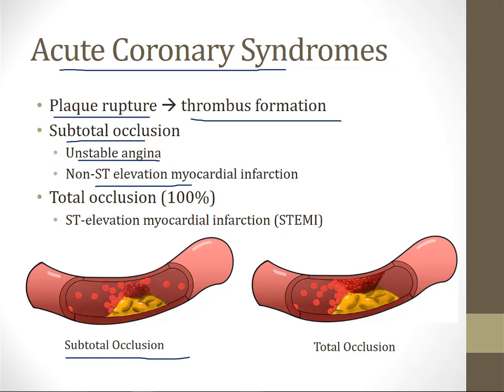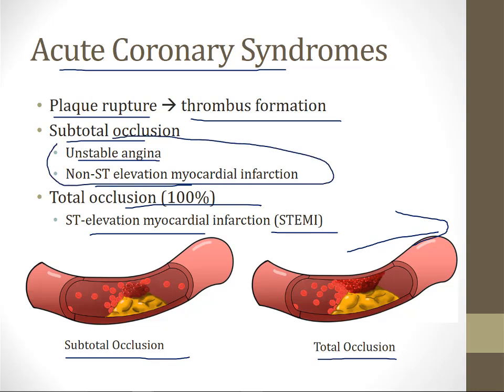The acute coronary syndrome can also lead to total occlusion of the vessel with no blood flow beyond the occlusion because the lumen is entirely occluded by the thrombus. In this case, there's a 100% occlusion of the vessel and no blood flow, and this leads to an ST elevation myocardial infarction or STEMI. But all of these clinical syndromes, unstable angina, NSTEMI, and STEMI, are called acute coronary syndromes because they all involve plaque rupture and thrombus formation.